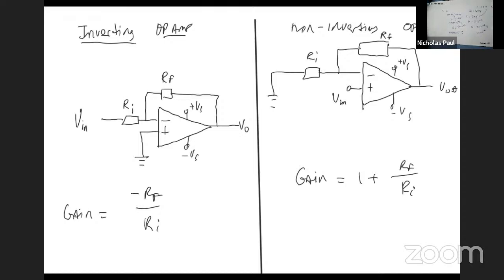Here we have the two types of op amp, the inverting and non-inverting. Let's make sure we know which is which again. Who knows which is the inverting and which is the non-inverting? Anybody remember?